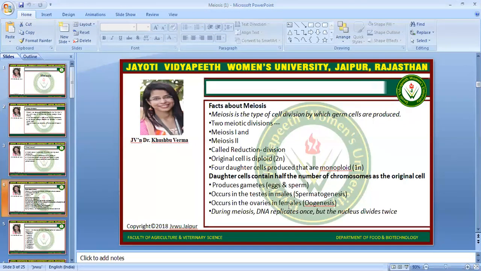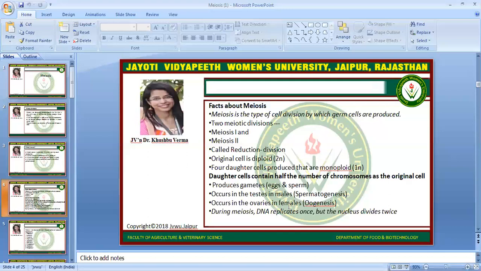Facts about meiosis. Meiosis is a type of cell division by which germ cells are produced. There are two meiotic divisions: meiosis 1, which is true meiosis, and meiosis 2. The original cells are diploid in nature, but after the completion of meiosis, 4 daughter cells are produced and they are haploid. Daughter cells have half the number of chromosomes of their parent cell. If the parental cell has 4 chromosomes, the daughter cell will have only 2 chromosomes.